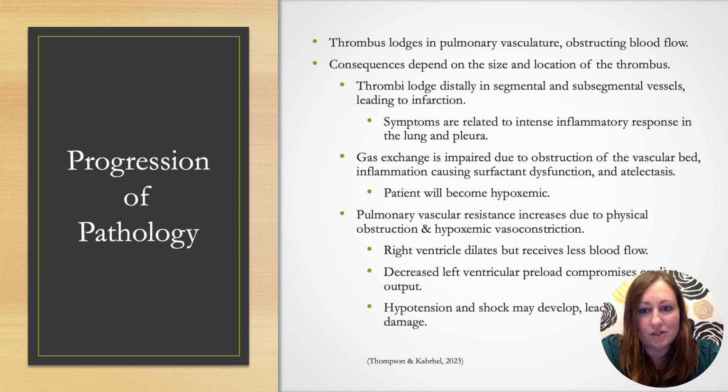Once the thrombus lodges in the lung, several pathophysiological responses can occur. The size and the location of the thrombus play a role in the consequences of the PE. In about 10% of patients with PE, small thrombi lodge distally into the segmental and subsegmental vessels of the lung. This results in pulmonary infarction. These patients are likely to present with pleuritic chest pain and hemoptysis related to the inflammatory response to the infarction.